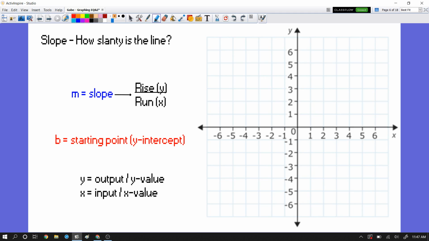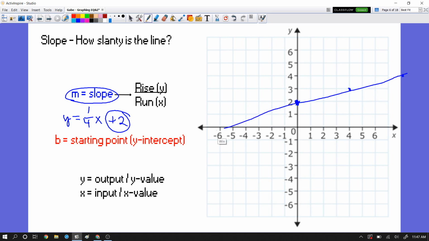So m is going to be your slope. M is going to always be represented as a fraction, which is going to be rise over run. That's kind of how far you go up, how far you go over. And here is an example. Y equals 1/4 x plus 2. You would go up 1 over 4, up 1 over 4. And where would you start? You'd start at +2. So check this out. Up 1 over 4, up 1 over 4. And there we go. We have points. We plotted a line. Simple, simple.